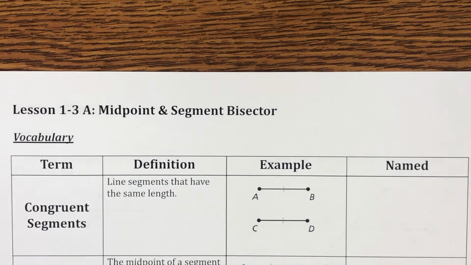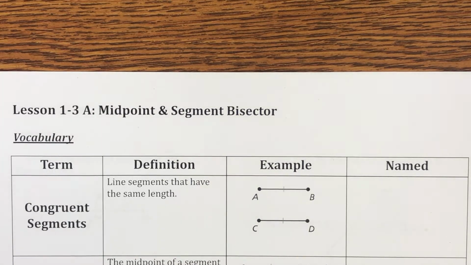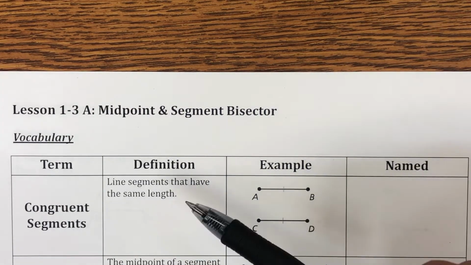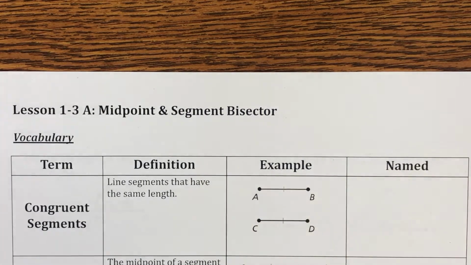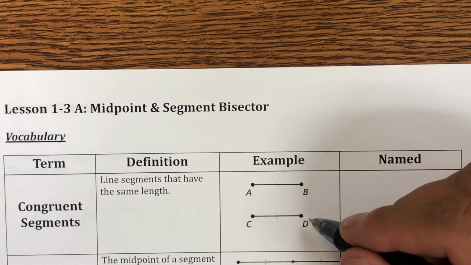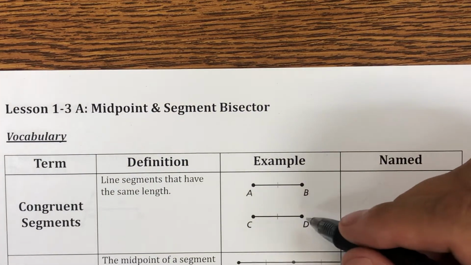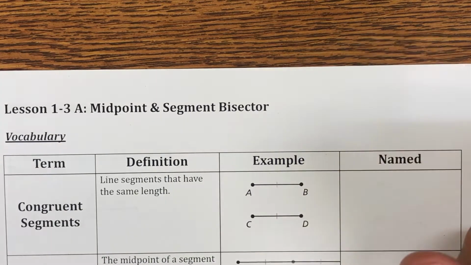In lesson 1.3, we're going to talk about midpoints and segment bisectors. So we're still working with segments. A couple definitions to start things off. The first one is congruent segments: two or more segments that have the same length. For example, AB could be 10, CD could be 10. If they were both 10 feet long, they would be congruent. They have the same length.